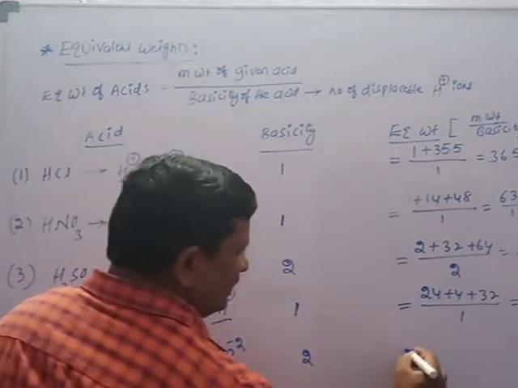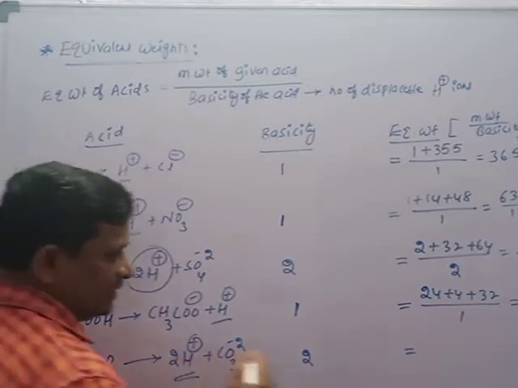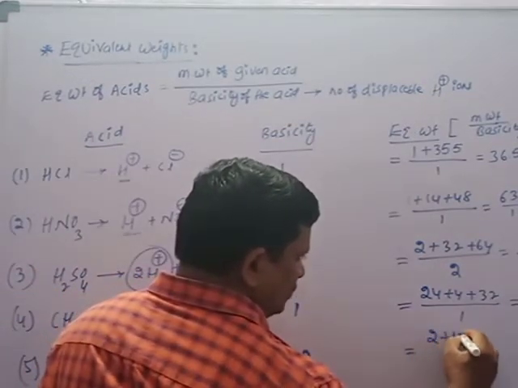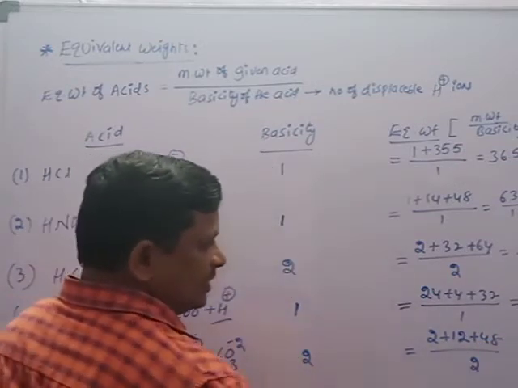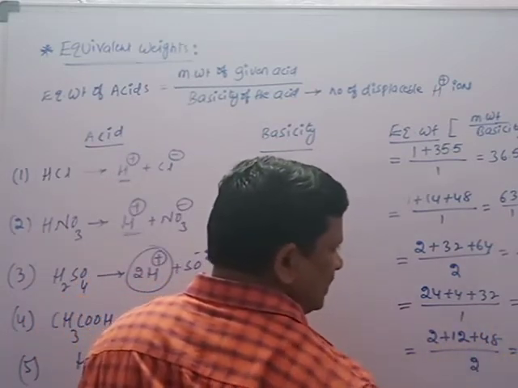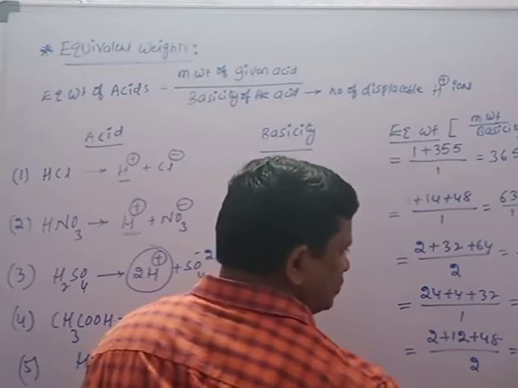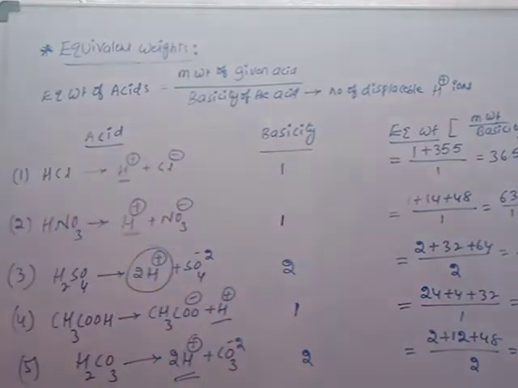So now equivalent weight equals H2, 2. Carbon 12. 3 oxygens, 48. So then H2 is 2, carbon 12, 48, divided by its basicity, how much? 2. Basicity 2. So then 48 plus 12 is 60. 60 plus 2, 62 is the molecular weight. So then basicity is 2. So then equivalent weight is 31. These are the equivalent weights of acids.